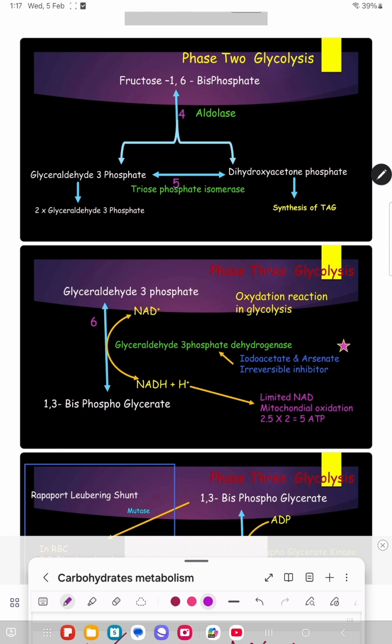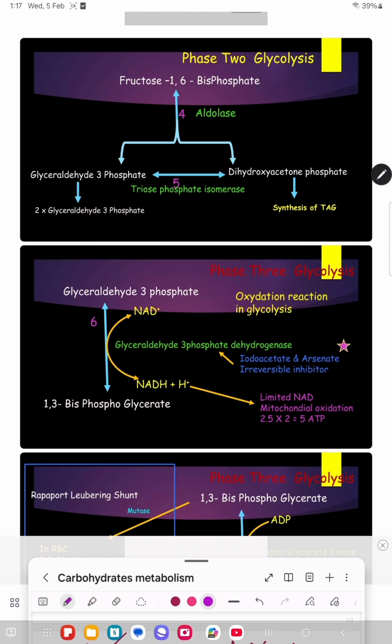Here you have noted that a step for synthesis of TAG was also there. The synthesis of triacylglycerol takes place from this dihydroxyacetone phosphate. This is very important. Dihydroxyacetone phosphate and glyceraldehyde 3-phosphate are interconvertible with the help of the enzyme triose phosphate isomerase, as you can see here.